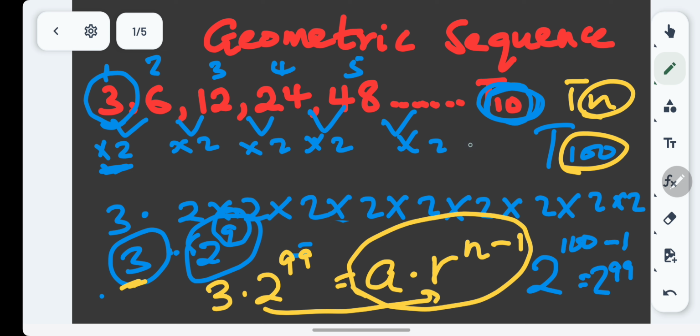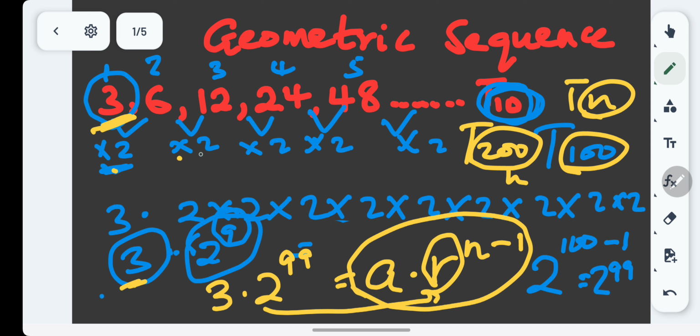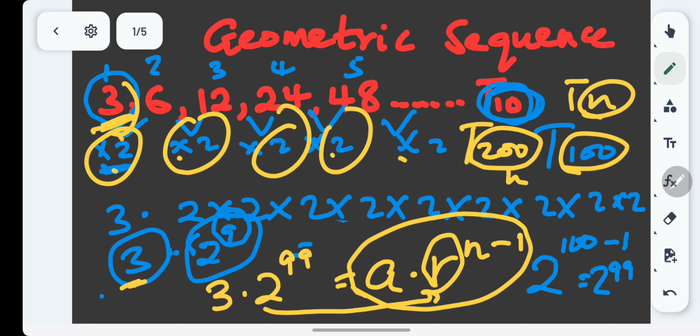If they say we should find T200, the 200th term, that means our n becomes 200. Our first term A is the first number in the sequence. Our R is the common ratio. So determine your common ratio, and the rest will be given to you. The only thing you have to find is the common ratio. Your first term A is there, and your n is the term that you'll be asked to find. And that is how you find the general term of a geometric sequence.